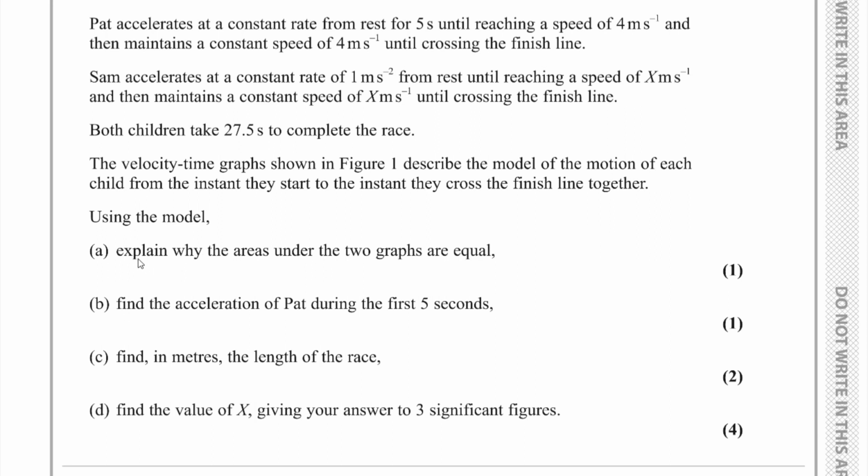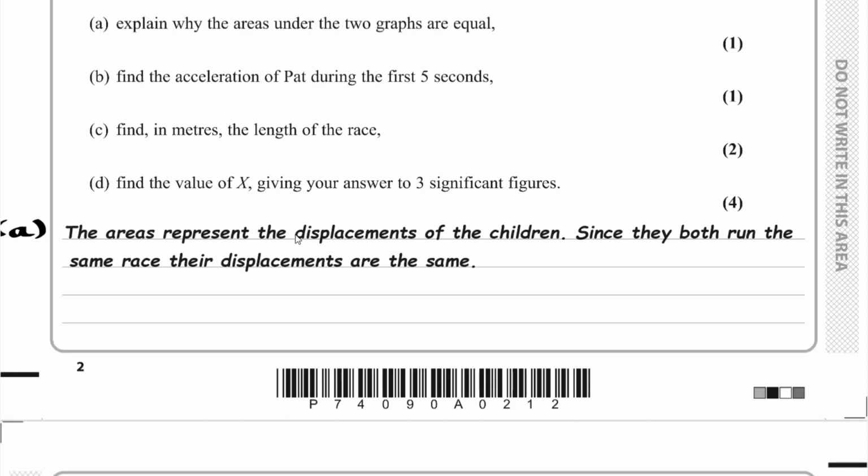Part A, using the model, we have to explain why the areas under the two graphs are equal. The areas represent the displacements of the children. Since they both run the same race, their displacements are the same, which is why the areas are the same.